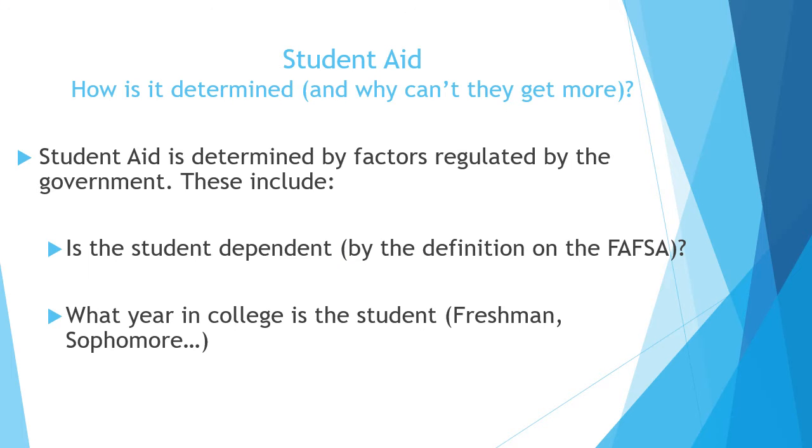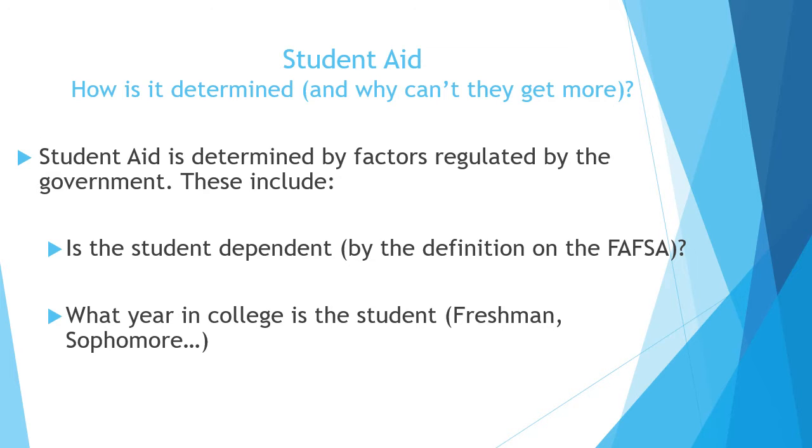For this slide, we're discussing how aid is determined and how much a student gets. There are various different factors. Obviously, the general information put on the FAFSA is one of the biggest factors in deciding whether a student qualifies for grants or student loans, things like that. If a student already has a bachelor's degree, then they no longer qualify for grants. They only qualify for student loans at that point going forward.